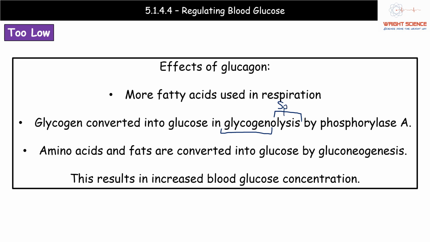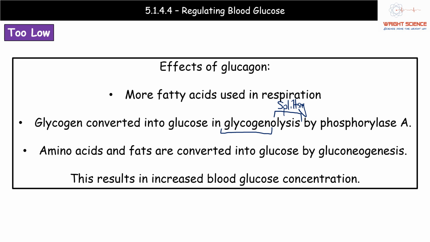Okay, so glycogenolysis, and again, if we break it down, we've got glycogen and we've got lysis. And if we remember, lysis just means splitting. So we are splitting the glycogen back into its constituent molecules, glucose. We then have our amino acids and fats being converted into glucose as well, because we've got a lack of glucose. So we're going to convert other substances to replace that glucose that we need.